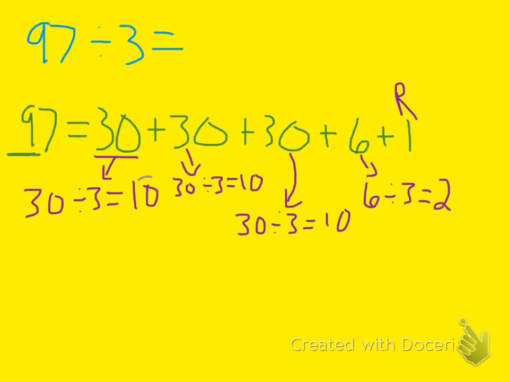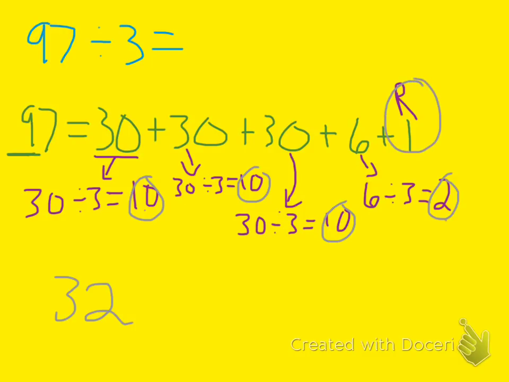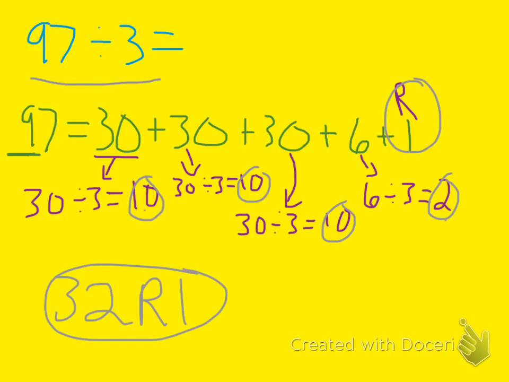Now the last step is to add up all of our quotients, all of our answers. So I have 10 plus 10 is 20, plus 20 is 30, plus 2 is 32. Can't forget about our remainder up here. So our answer is 32, remainder 1. What that means, if I had 97 candy bars, I split them equally between 3 people. Each person would get 32 candy bars, so there'd be 1 left over.